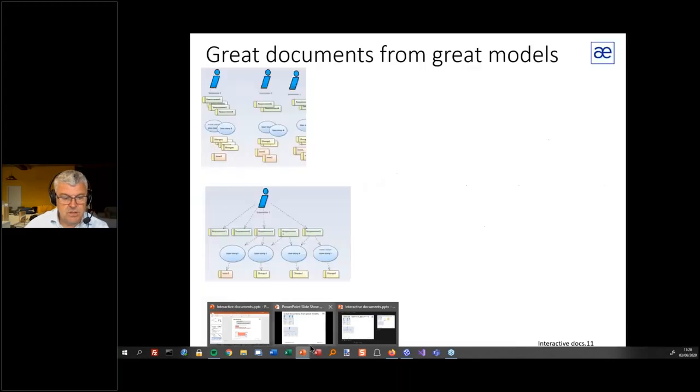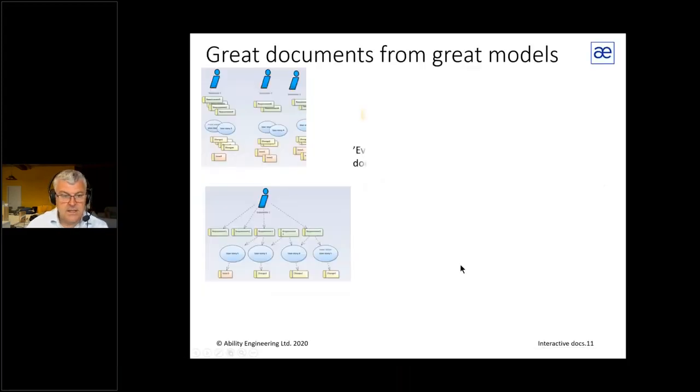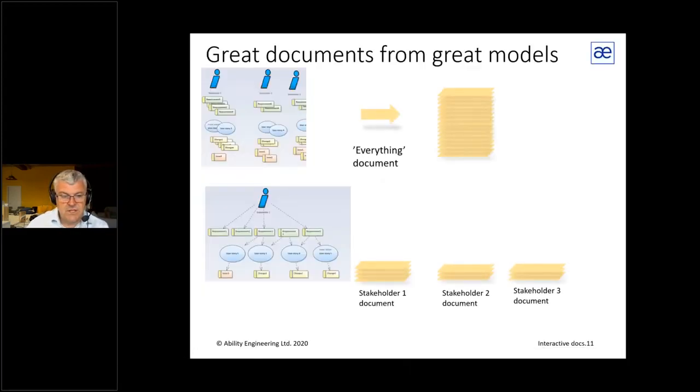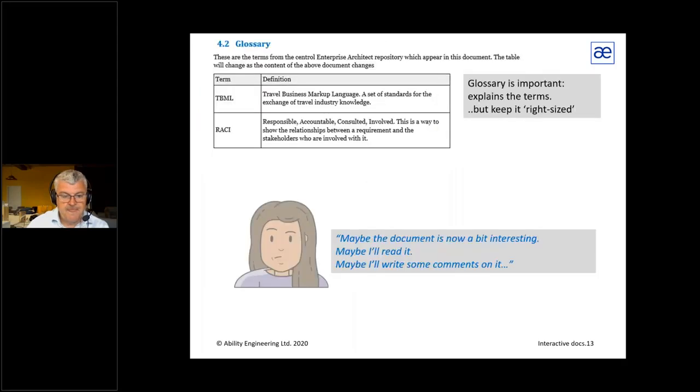So let's see where we are in the thought process then. I'll go back to my slides here. They're everything documents. So I've got as far as my glossary. I've got a document that's the right size for my user. It's got only the content they need. The reader's okay. What's my next stage? I'll try and write some comments on it.